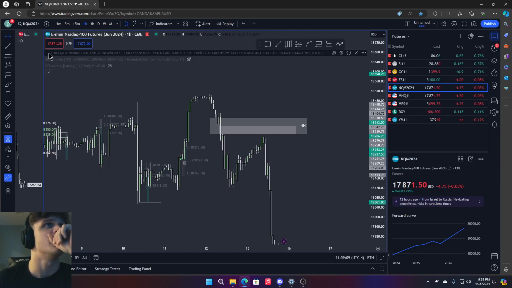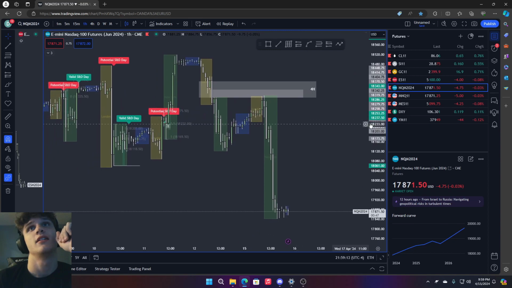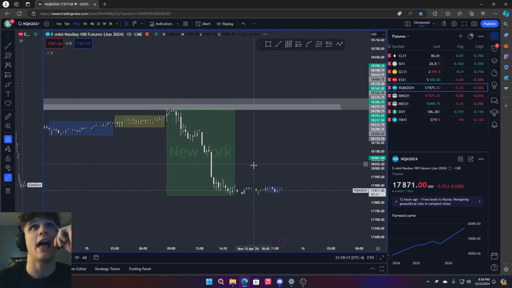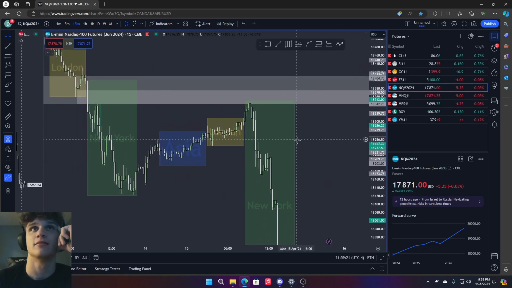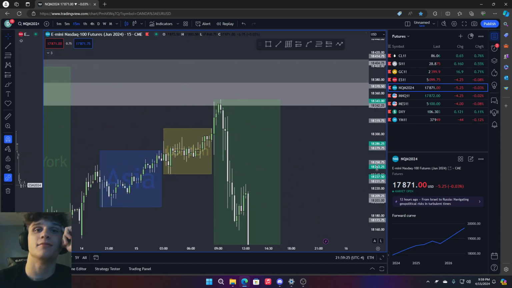First things first, I want to show you guys this indicator, okay? And I'm not a big fan of indicators, right? Not a big fan at all. But look at this one, guys. So, you got London session, right? Which starts at 3 a.m. and ends at 8 a.m. And then New York starts at 8:30, right?